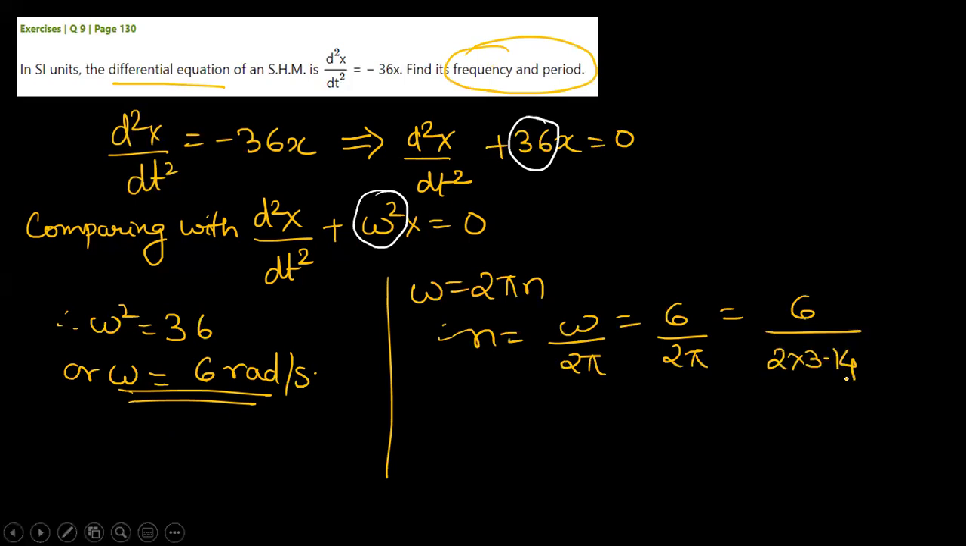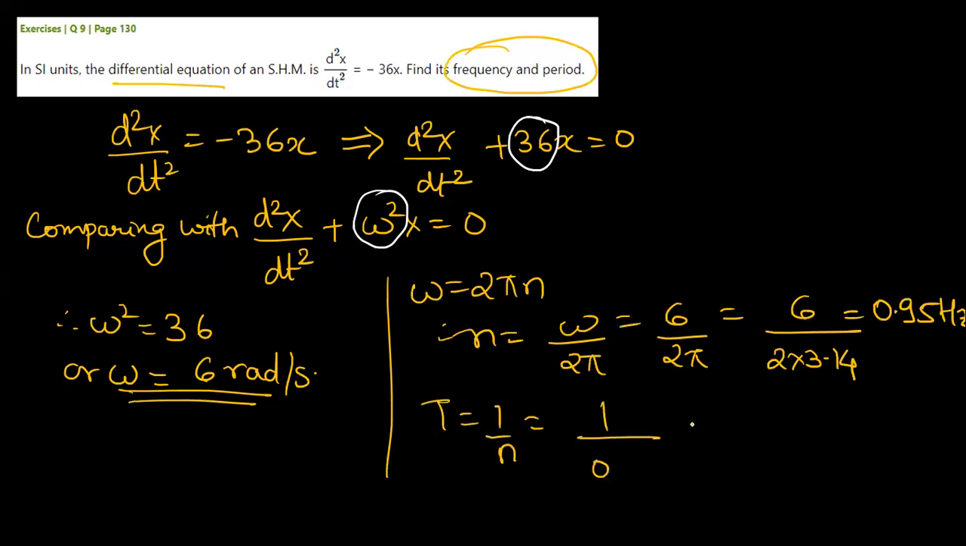So on solving this, we get the answer as 0.95 hertz. So this is the frequency. Time period is the inverse of frequency. So 1 upon 0.95 will be nearly 1.04 seconds, or 1.05.